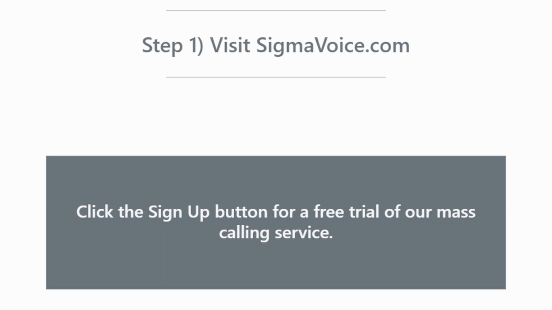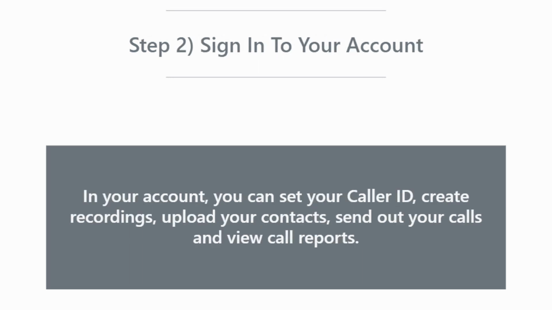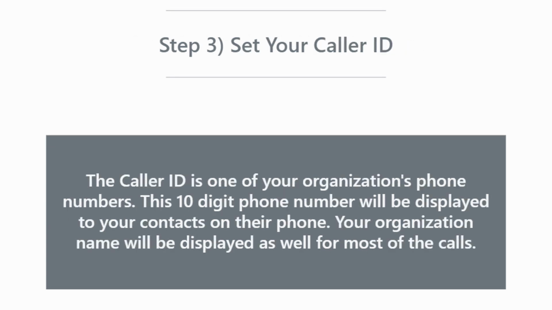Step 1. Visit sigmavoice.com. Click the sign up button for a free trial of our mass calling service. Step 2. Sign into your account. In your account, you can set your caller ID, create recordings, upload your contacts, send out your calls, and view call reports.